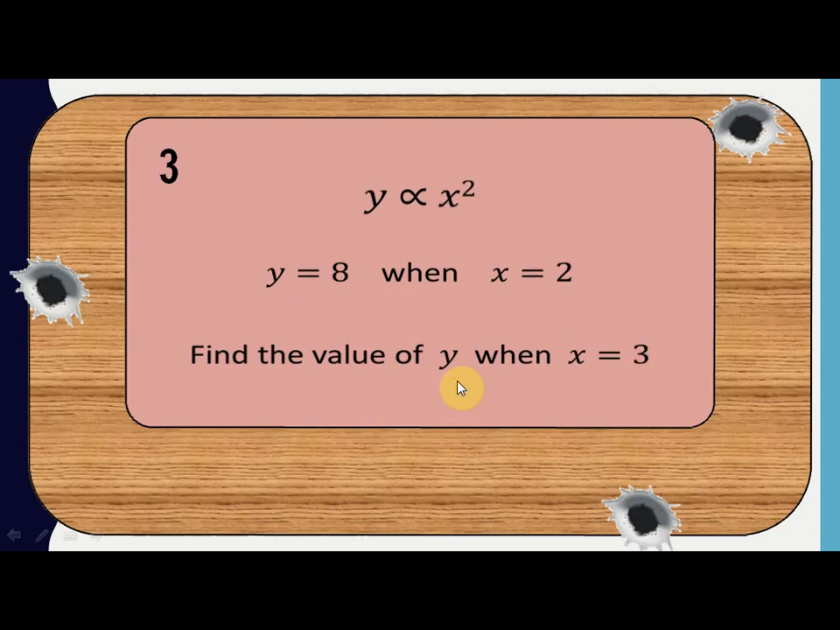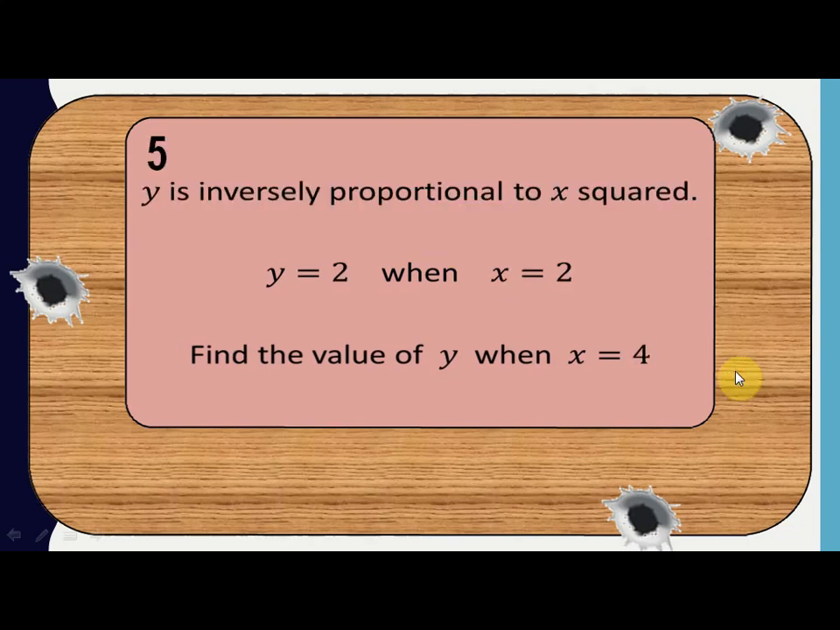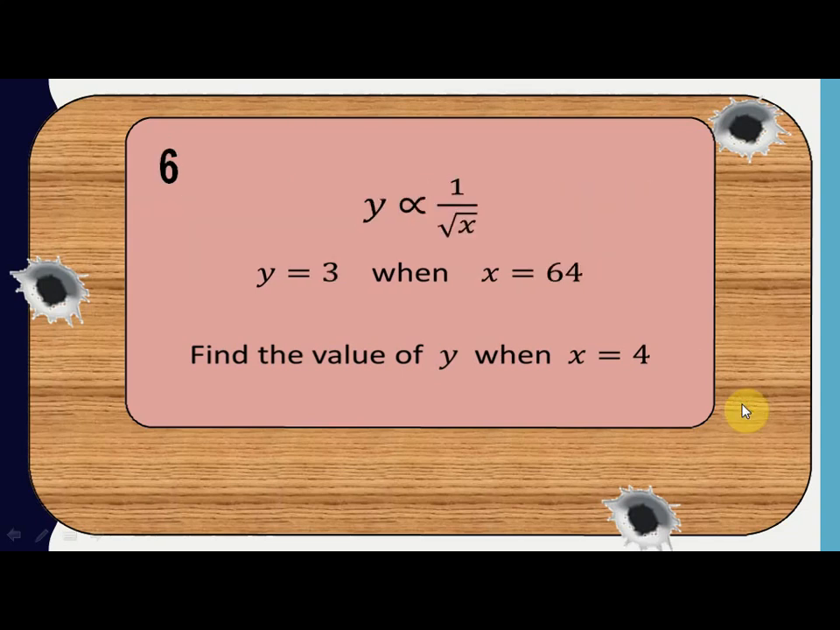Then question number three. You have to submit the assignment in the classroom, everyone; it is compulsory. Question number 3 is y is directly proportional to x square. Question number 4 is y is directly proportional to the square root of x. Question number 5 is y is inversely proportional to x squared. Square of x means x square. And question number 6 is y is directly proportional to 1 over the square root of x.